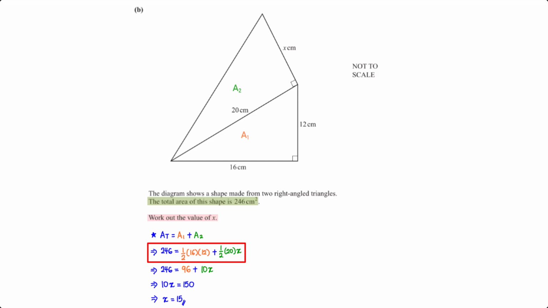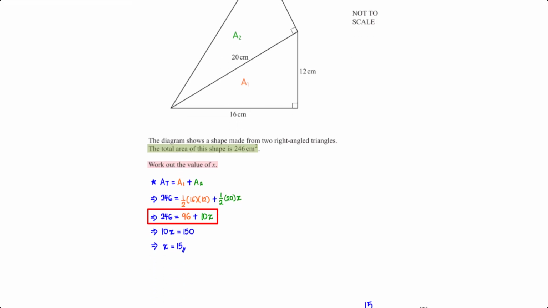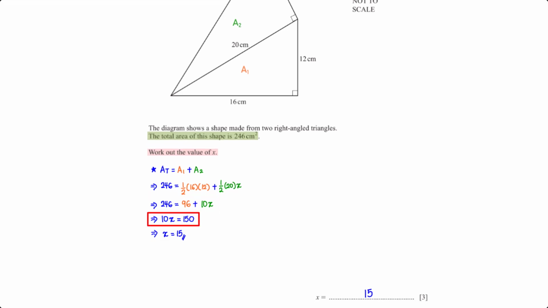The area of A2 is half of its base, which is 20, times its height, which is x. Half times 16 times 12 is 96, and half times 20x is 10x. When we group like terms, we get 10x equals 150. When we divide both sides by 10, we get x equals 15.